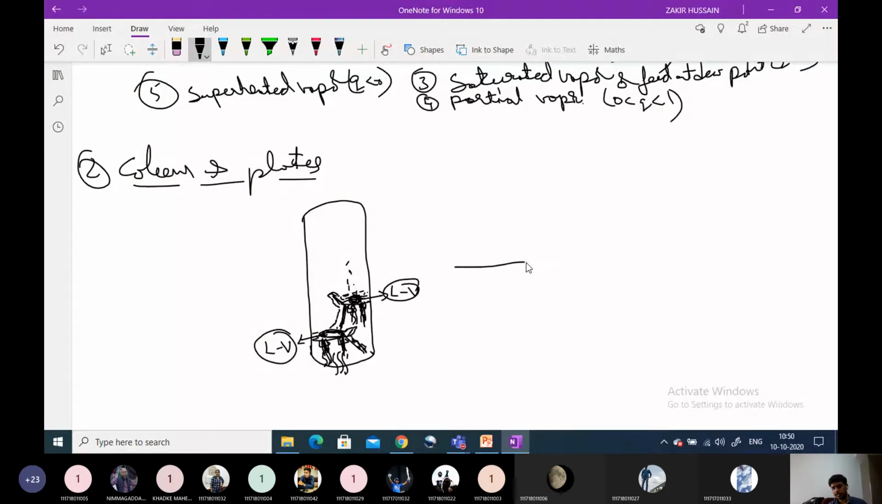Or some plates will be like this one, which we call bubble cap trays. What are bubble cap trays? If you see this as a straight plate, the area available for vapor-liquid contact is this much area. If you see this one, the contact area is increasing. The vapor-liquid contact is happening like the shaded portion.